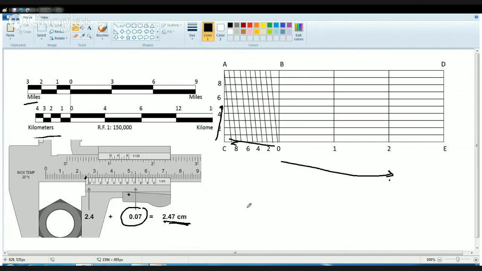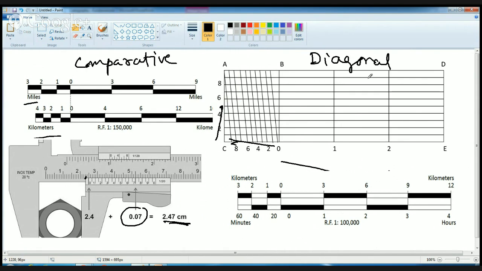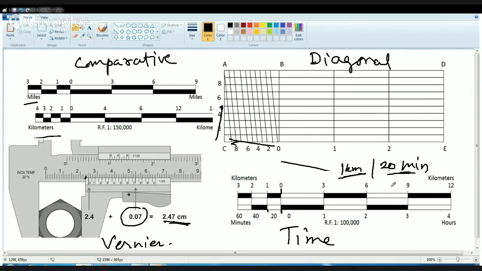And finally is the time scale, the last kind of scale that we would be discussing today. So let me make sure: this is comparative, this is diagonal, this is time scale, and this is vernier scale. In this time scale, I am trying to match kilometers with minutes. 0 kilometers at 0 minutes. So 1 kilometer in 20 minutes. So 1 kilometer and 20 minutes are at the same point. For example, if I am traveling 1 kilometer, I will take 20 minutes for it.